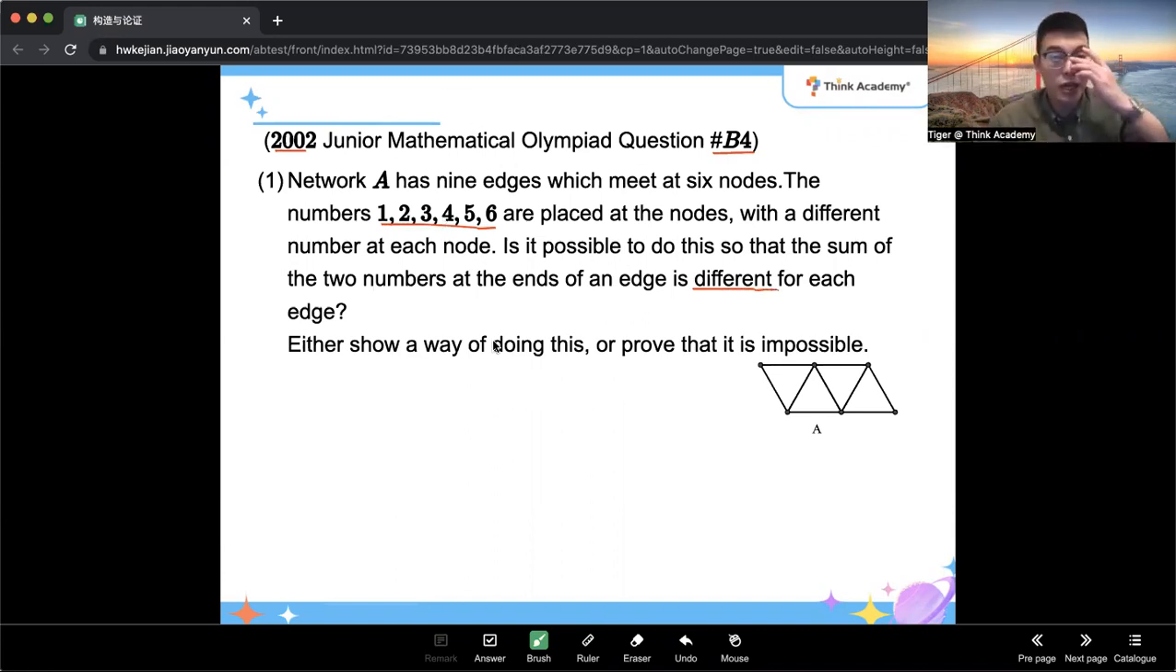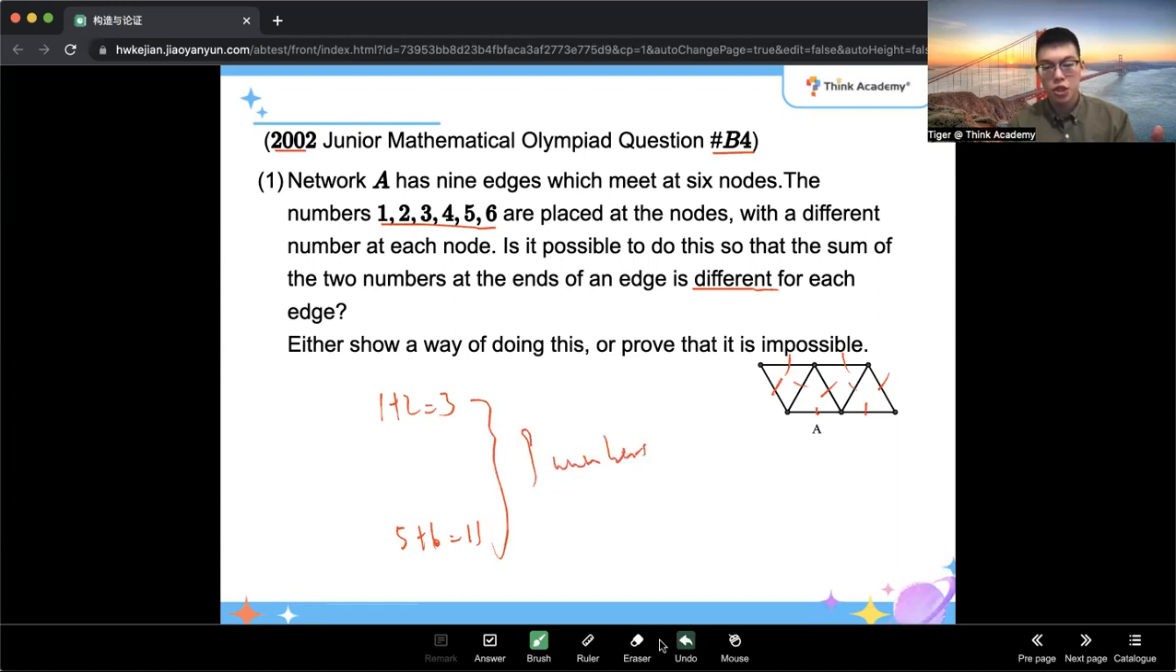So first of all, let's just think about what are the possibilities. 1 adding 2 is 3. That's the smallest. 5 adding 6 is 11. That is the largest. And we have 1, 2, 3, 4, 5, 6, 7, 8, 9 lines, right? So 3 to 11, there are 9 numbers. So, well, theoretically speaking, that is possible to have all different sums.